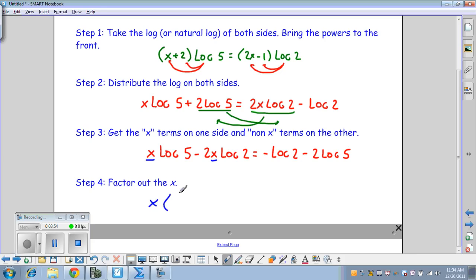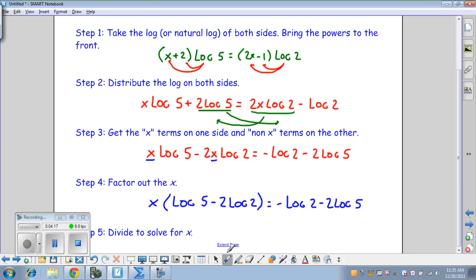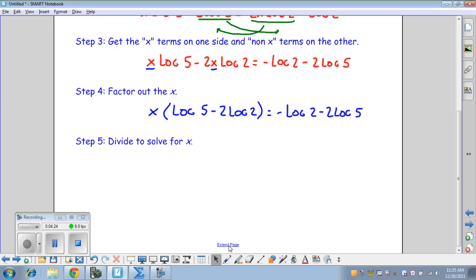Now that I have x's on the left and non-x's on the right, I want to try to factor out the x. Notice how on the left-hand side there's an x here and an x here. So I'm able to factor that out, and that's going to leave me with log 5 minus 2 log 2. And nothing has changed on the right. If you're wondering what the point of doing that was, by factoring, now I have the x completely by itself. I only see one x, and now I'm going to be able to get that by itself.